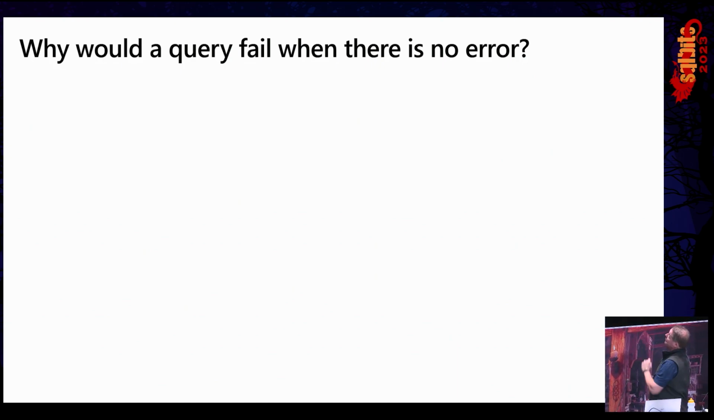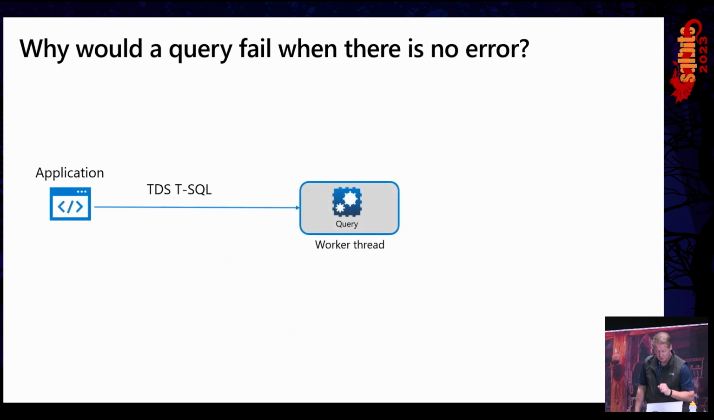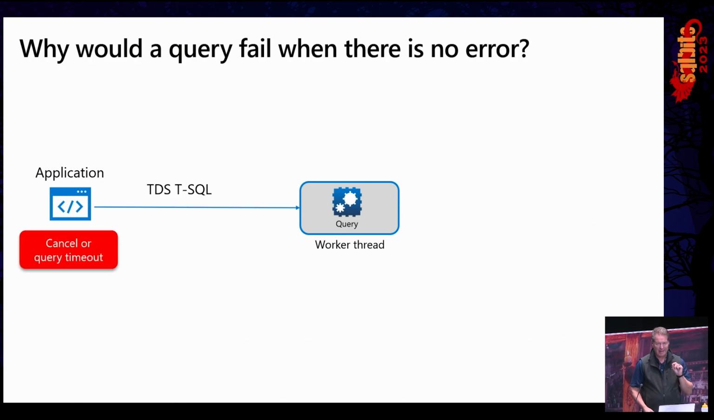He wanted to know what was going on in the cloud when people would complain about queries failing, but there was no error. So consider this. When an app sends a query to SQL Server, it uses the TDS protocol to send over the query. A worker thread picks up the query. You may have seen this in scenario as a developer where you could cancel or do a query timeout, set that up on your query, and a timeout occurs.